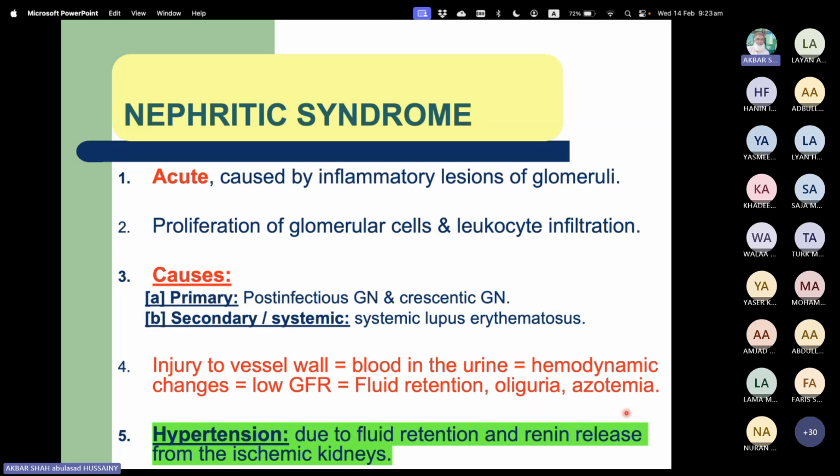You know what is azotemia? I left it in the first slide. Anyone can tell me what is azotemia? Understand? Anyone? I can see you. What is azotemia? Are you there, Noora?